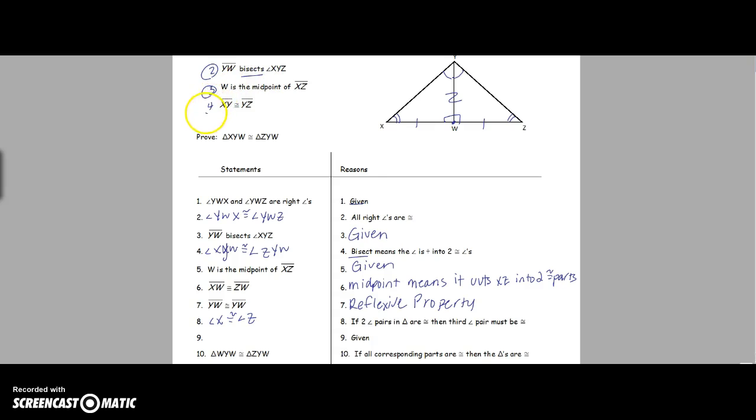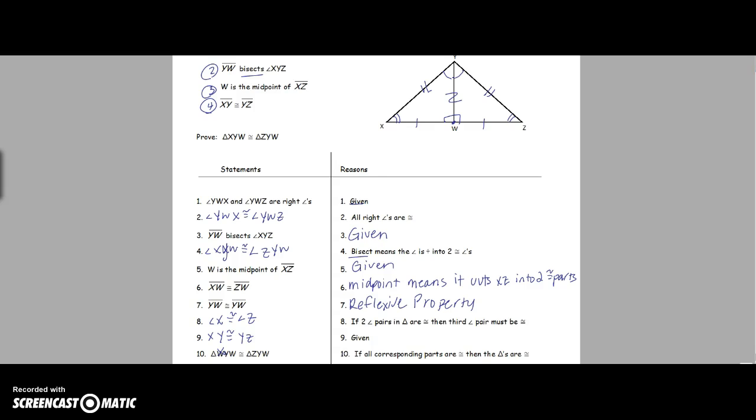Now let's go back to our 4th given, and that's this final side. XY is congruent to YZ. So you would say, because I have all my sides congruent and all my angles congruent, I can say that these 2 triangles, XYW and ZYW, are congruent because if all corresponding parts are congruent, then the triangles are congruent.